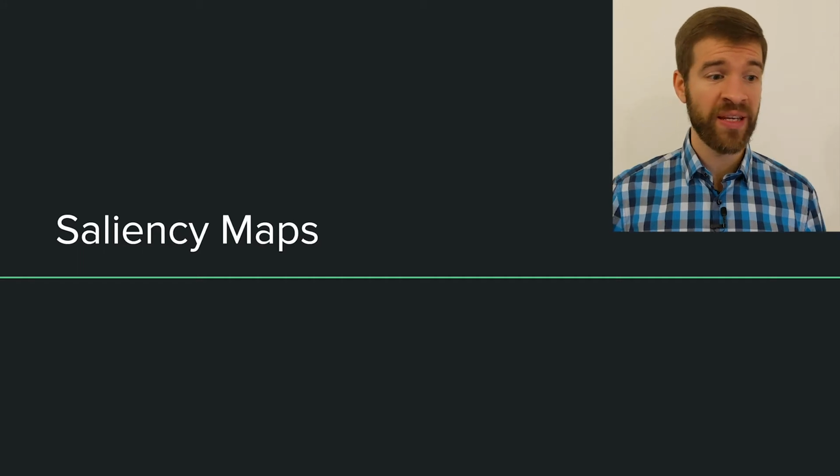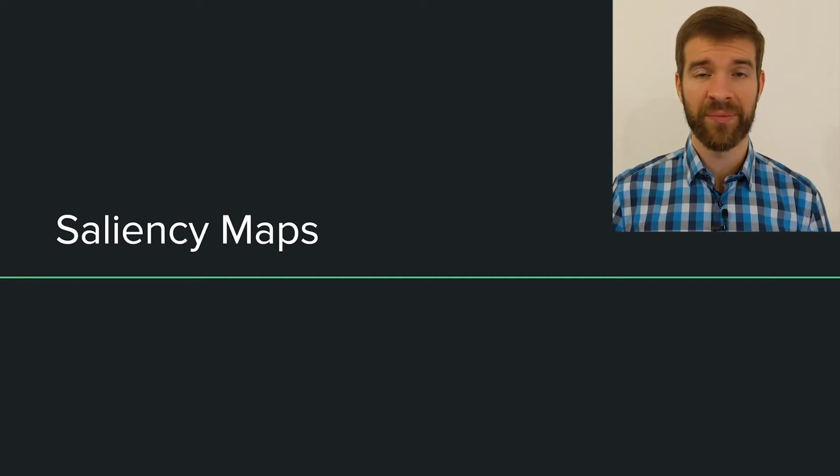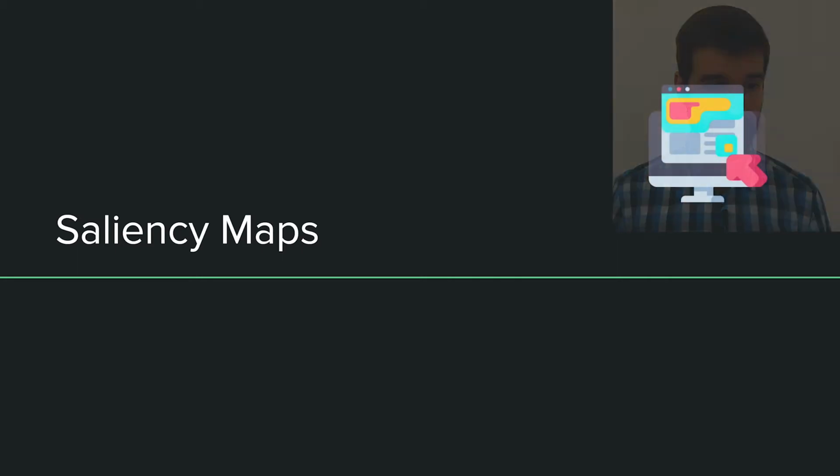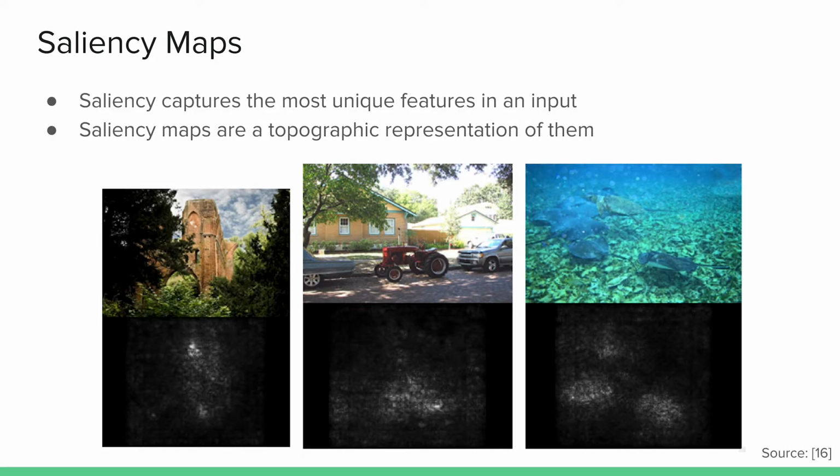Possibly the simplest way to get some sort of explainability would be saliency maps. So what is a saliency map? When we talk about the concept of saliency, we talk about the input features that affect our output the most. And if we can get those input features, we can visualize them in a heat map. And if we visualize it, that's what we would call a saliency map.